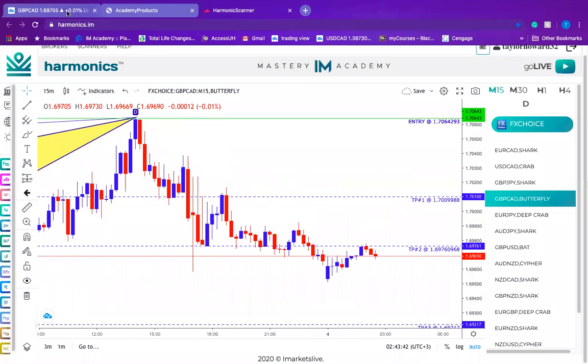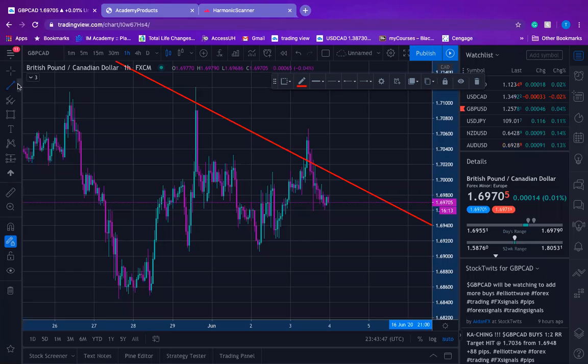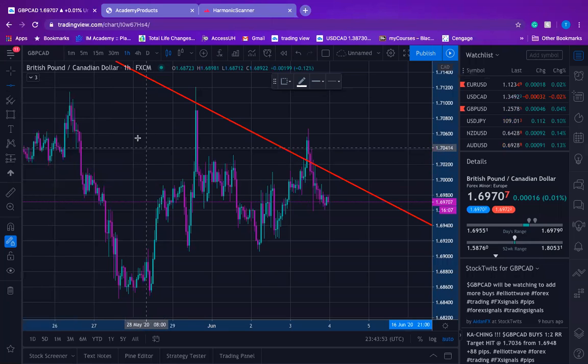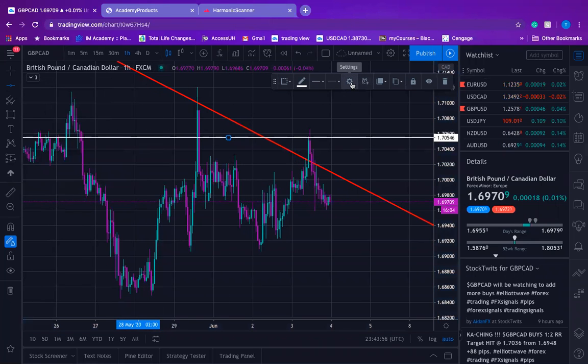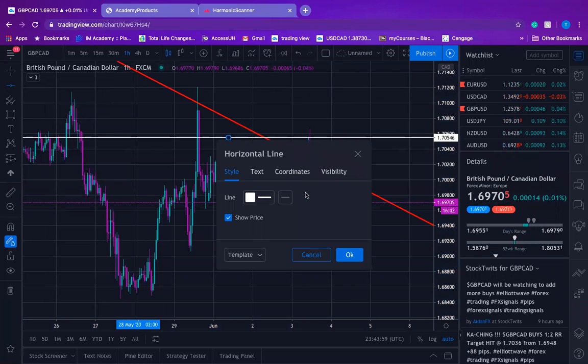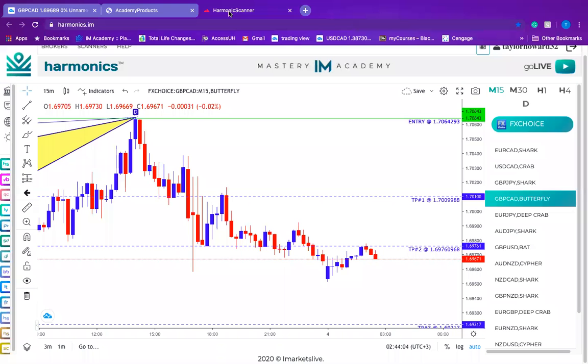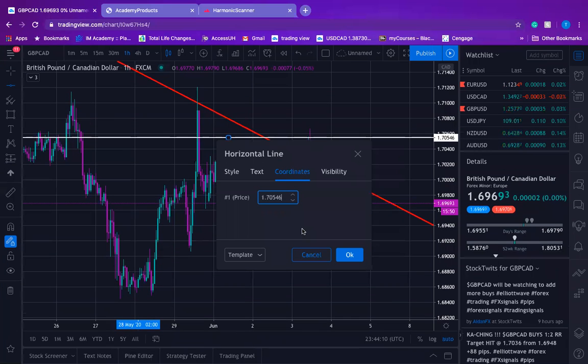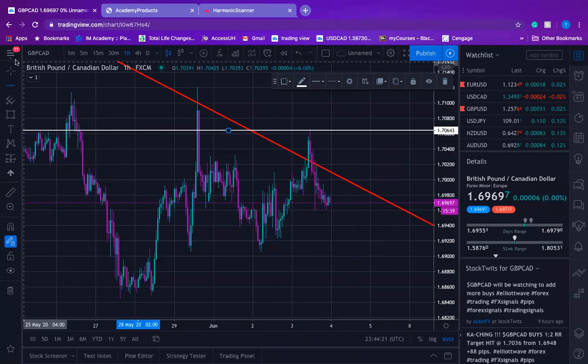So what I'm gonna do is I'm going to actually put these lines on my chart. I'll go to the left, you have a toolbar, and I'll go to horizontal line. I'll just click randomly on the chart and click this settings button. Once the pop-up comes up, go to coordinates. This is where you would type the number in. Our entry is 1.7064642, and I want to say it was 9. Yep, 9. Oh, boom, they let me put it in. All right, this is our entry.